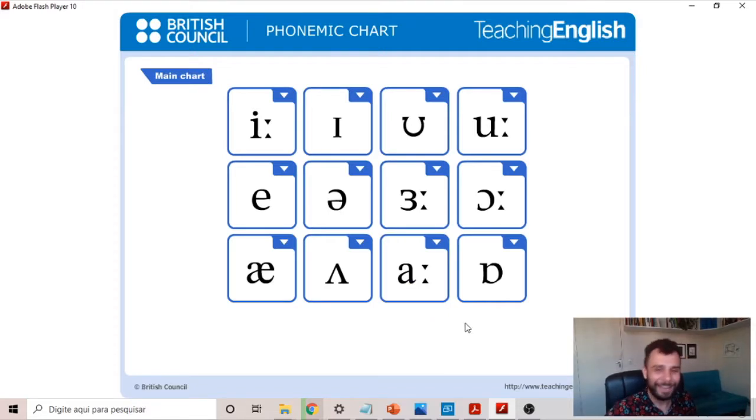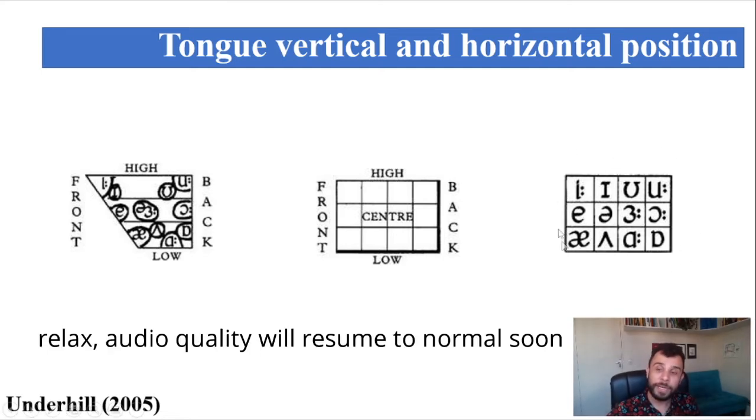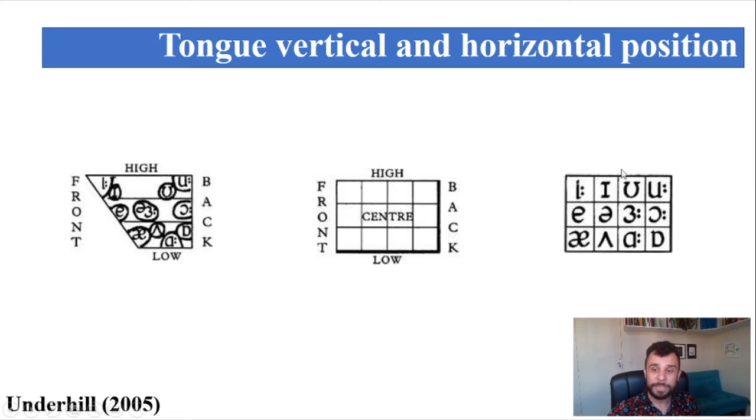Now we are talking about how this first part of the vowel chart is organized in terms of tongue vertical and horizontal position. So take a look. These are the high vowels and these are the low vowels. That means your tongue is up, your tongue is down, your tongue is high, your tongue is low. Remember, when your tongue is high, your jaw is closed. When your tongue is low, your jaw is open.